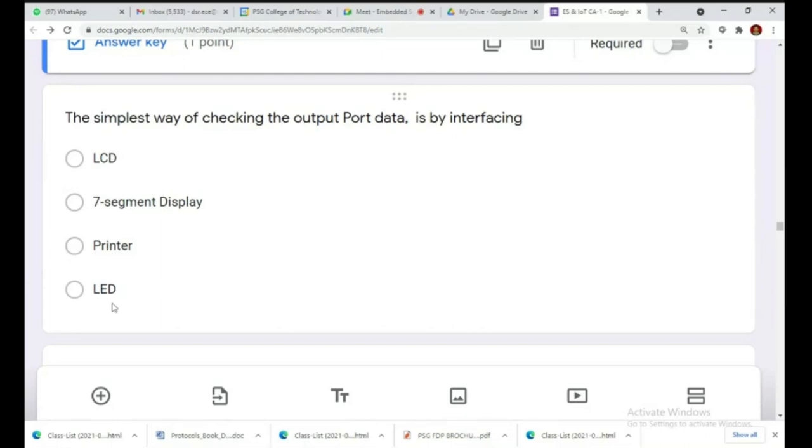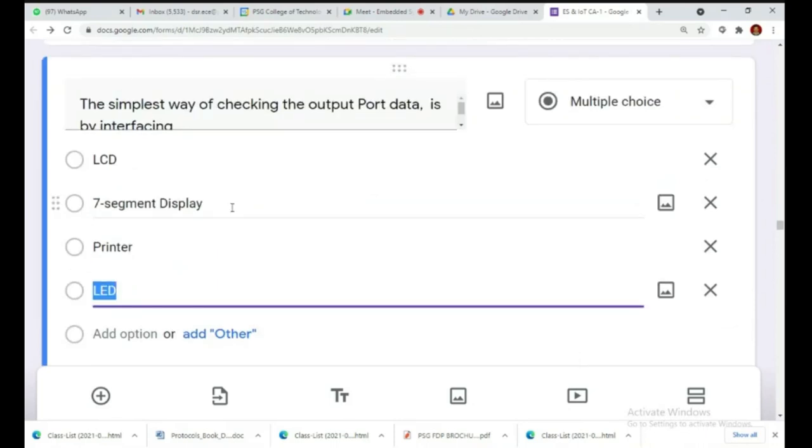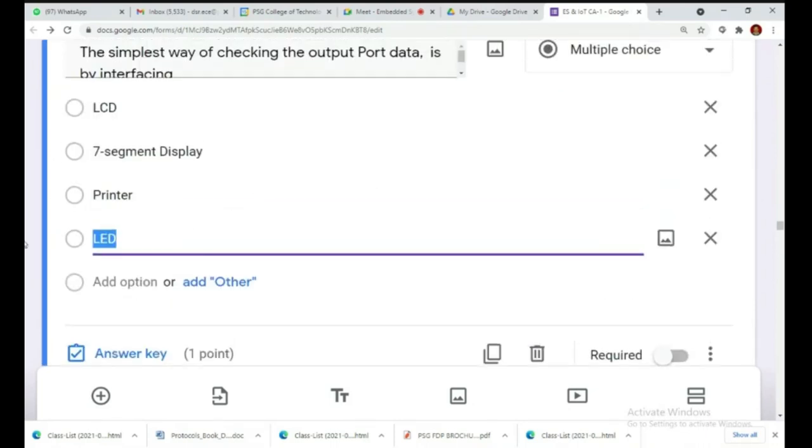Very easily, you can interface an LED. And if the LED blinks, then we can say that logic 1 is coming out from the microcontroller; otherwise logic 0 is coming out from the microcontroller. So the right answer is: the simpler way of checking the output port data is by interfacing an LED. LED is the right answer.